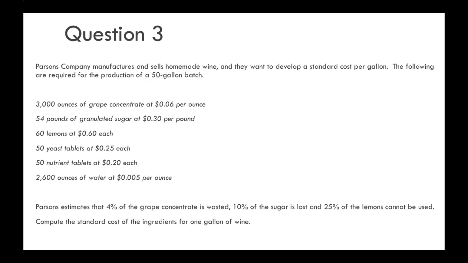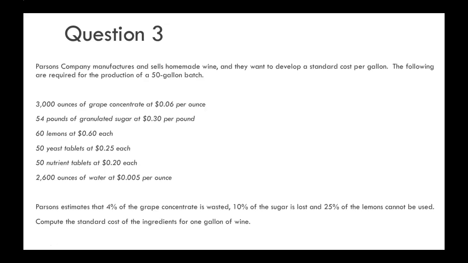Now question number 3 says Parsons Company manufactures and sells homemade wine, and they want to develop a standard cost per gallon. The following are required for the production of a 50-gallon batch. So to make 50 gallons of wine, we need 3,000 ounces of grape concentrate at 6 cents per ounce, 54 pounds of granulated sugar at 30 cents per pound, 60 lemons at 60 cents each, 50 yeast tablets at 25 cents each, 50 nutrient tablets at 20 cents each, and 2,600 ounces of water at half a cent per ounce.